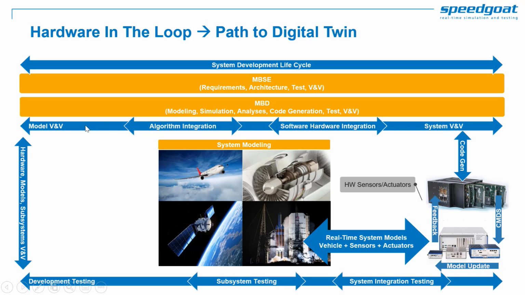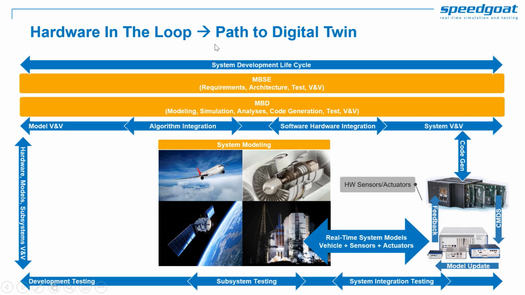As you move away from the system and into the detailed design, you might be looking at model verification and validation. And of course, you're looking at hardware and subsystem verification and validation, whether that's in software or physical interfaces, which are normally examined during the development testing phase, whether it's component or subsystem level testing and system integration. So in a very high level sense, that's what we mean by hardware in the loop.